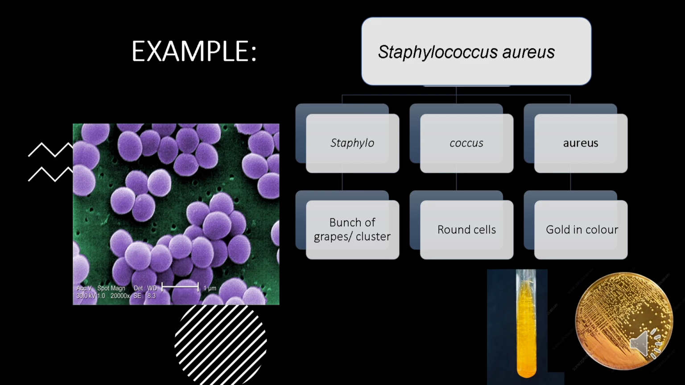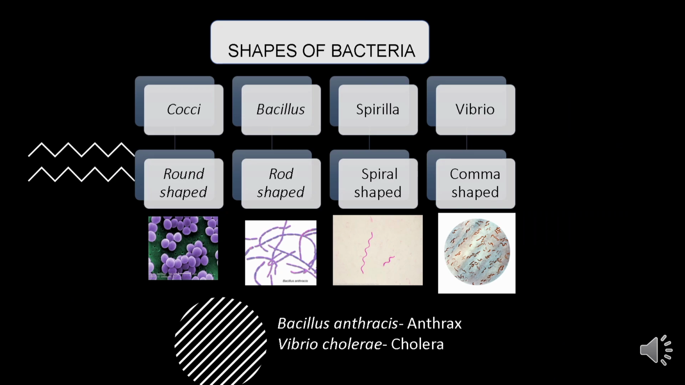Other than cocci, the round cells, we have other shapes too, such as bacillus, which are rod-shaped cells. Example, Bacillus anthracis, which is the causative agent of anthrax. Spirilla, which are spiral-shaped cells. Vibrio, which are comma-shaped cells. Example, Vibrio cholerae, which is the causative agent of cholera. These were some basic shapes of bacteria.